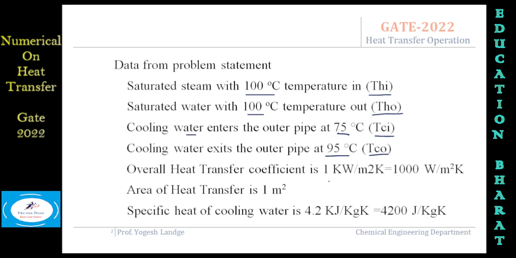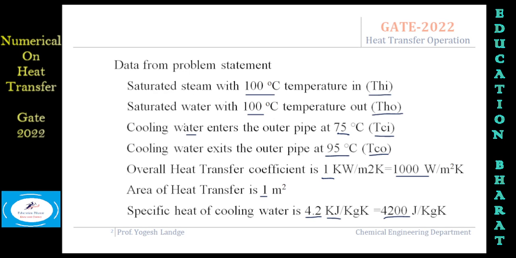The overall heat transfer coefficient is given as 1 kilowatt, so we need to convert kilowatt into watt, so it is 1000, and the area for the heat transfer is 1 meter square. Also they give the specific heat of the cooling water, which is 4.2 kilojoule, and we convert it into joule per kg. Now with the help of this data we solve the numerical.